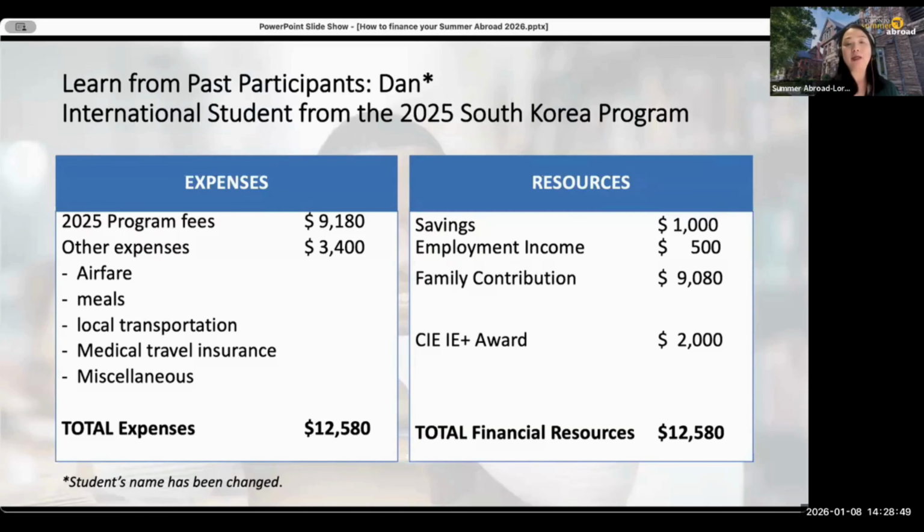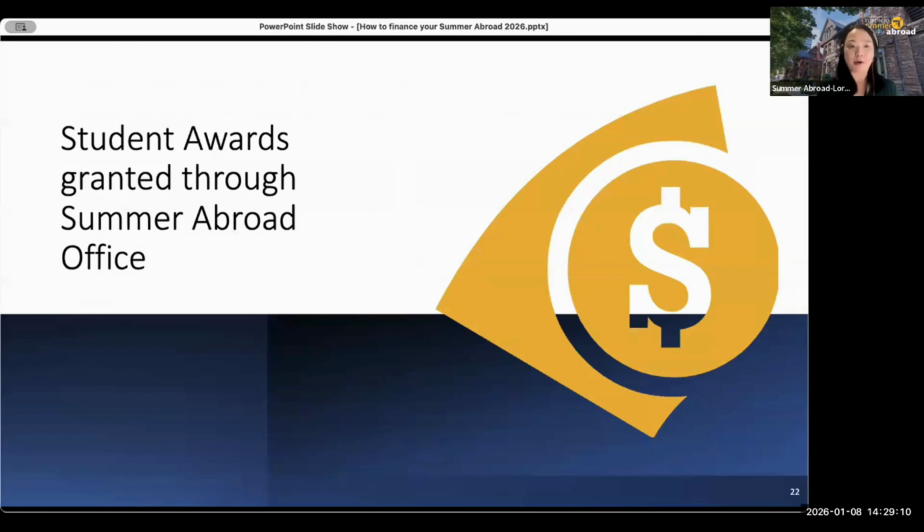So Dan put together their 2025 expenses on the left, and on the right, this is how Dan was able to fund their 2025 South Korea program. So I hope using examples makes it a little bit easier for you to think about how you would budget for your particular program. So let's move to student awards.